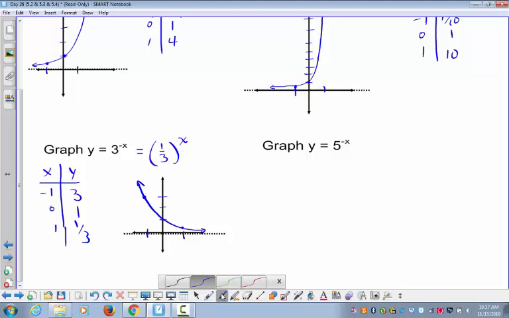I have a question. Yeah. Why is this one? If you take a positive number and you raise it to the 0 power, that's always 1. So any non-zero number, not the 0.